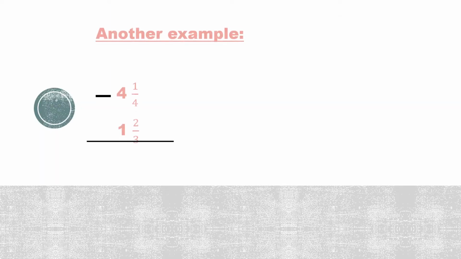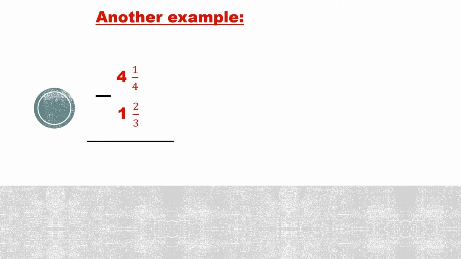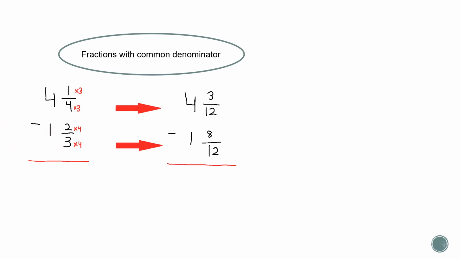Now here is another example, 4 and 1 over 4 minus 1 and 2 over 3. As we said earlier, we change the fractions into fractions with common denominator. This is the first step in the subtraction process. Here we get, after finding the common denominator, 4 and 3 over 12 minus 1 and 8 over 12.